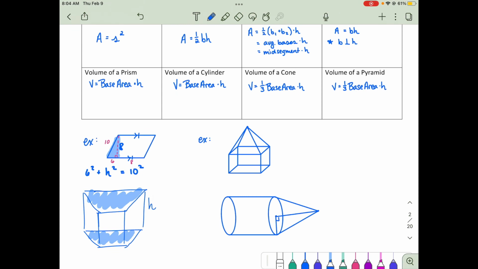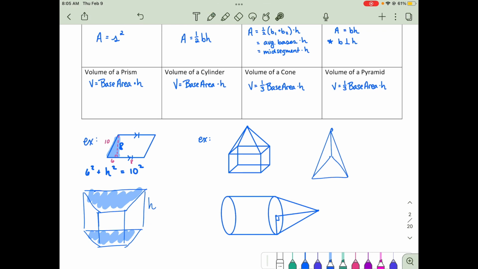So if we look at just this pyramid, not the rectangular prism that it's on top of, the shape of the base is a rectangle. You would find the area of that rectangle and then multiply by the height of that pyramid. I could also have a triangular pyramid, and then you would need to find the area of the base, which is a triangle, and then multiply that by the height of the whole pyramid. So hopefully this is mostly review.